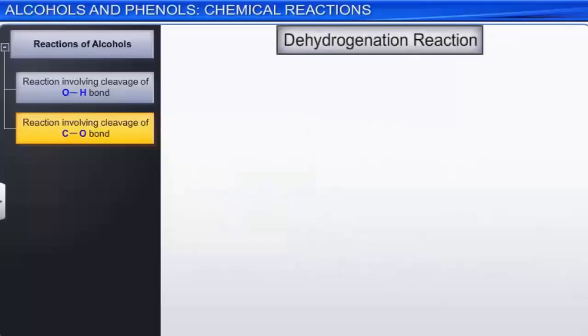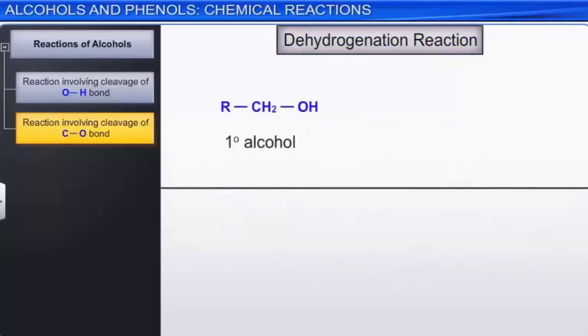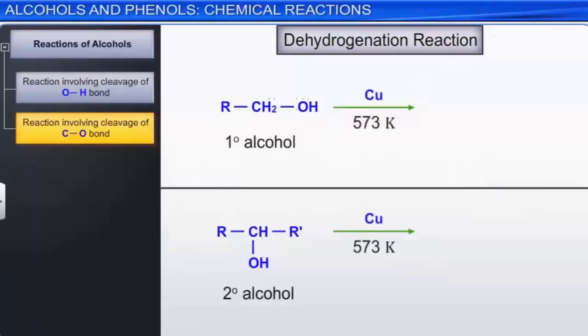Dehydrogenation reactions of primary or secondary alcohols can also be carried out by passing vapors of the alcohols over heated copper. Under these conditions, primary alcohols form aldehydes, while secondary alcohols form ketones.